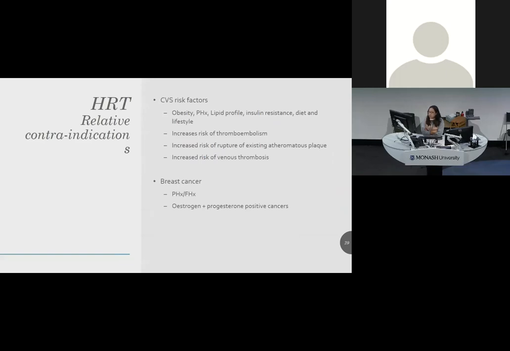So yeah, like I said, if they already have an increased risk of thromboembolism, or increased risk of rupture of existing atherosclerotic plaques, those are reasons to think twice. It doesn't mean that they can't have HRT, just think twice about it. Things like breast cancer, if they've got a past history or family history of breast cancer, tibolone is probably better than the normal conventional HRTs.